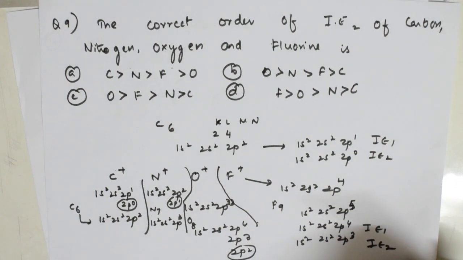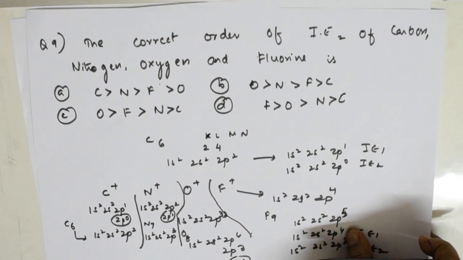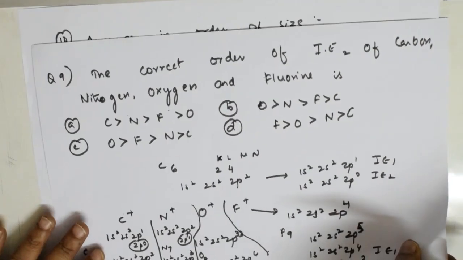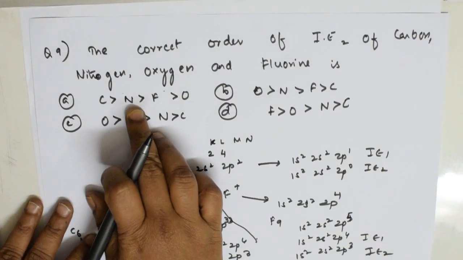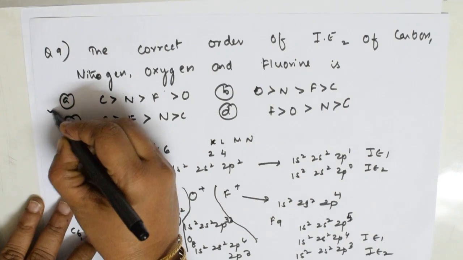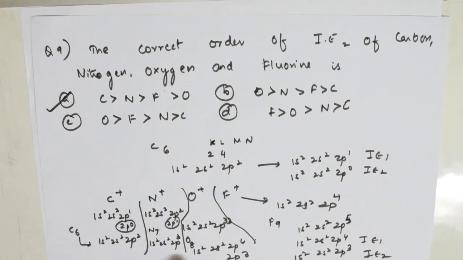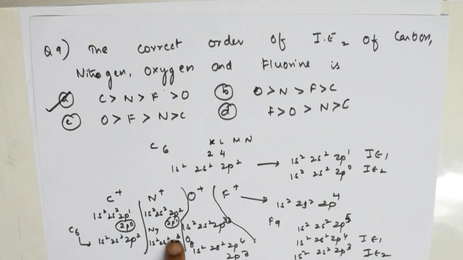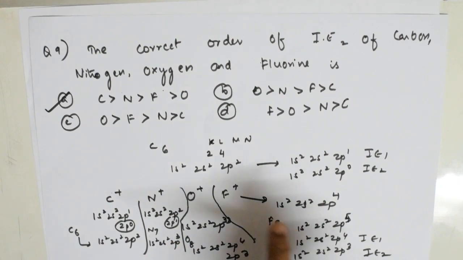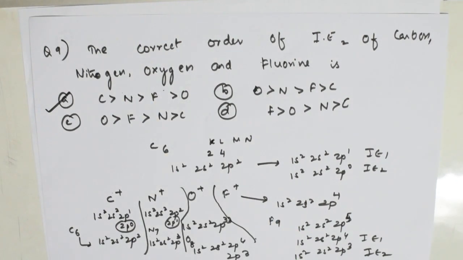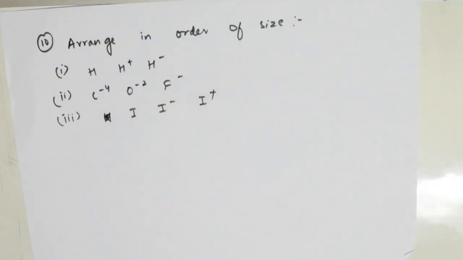Correct? So, the correct order is, carbon greater than nitrogen, greater than fluorine, greater than oxygen. Now you can check. This is not half filled, so I can easily take out an electron, meaning the ionization energy values are lower. This is very difficult, very difficult. This is also very difficult because of their half filled nature. That's fine, right? So let us do the last sum of this, right?